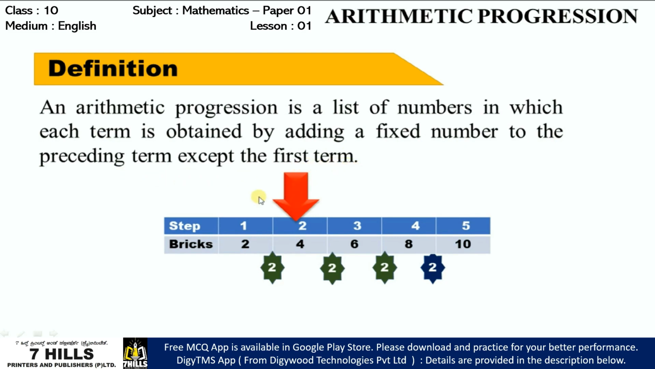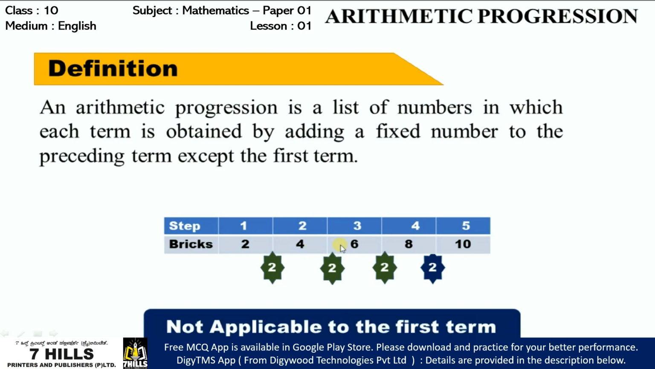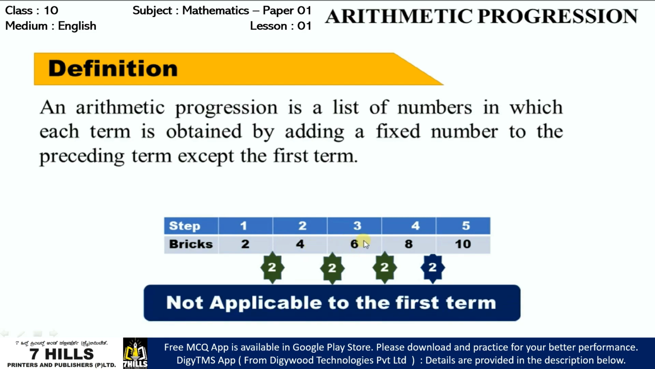Let us see the applicability of the definition with the same example. First term is 2 and add 2. This is the second term, 4. Add 2 to the second term. Then you get the third term, 6. Another important thing is the rule is not applicable for the first term.